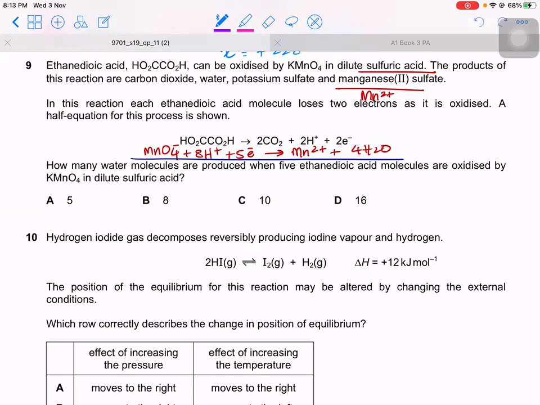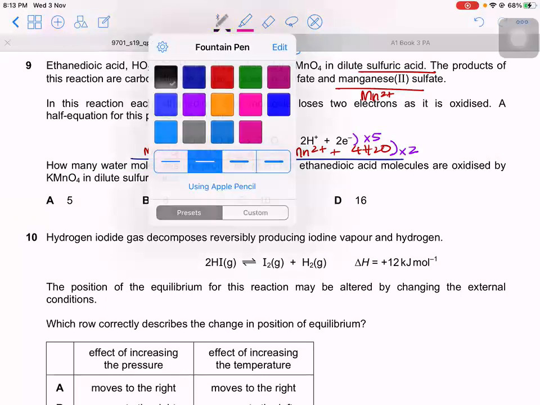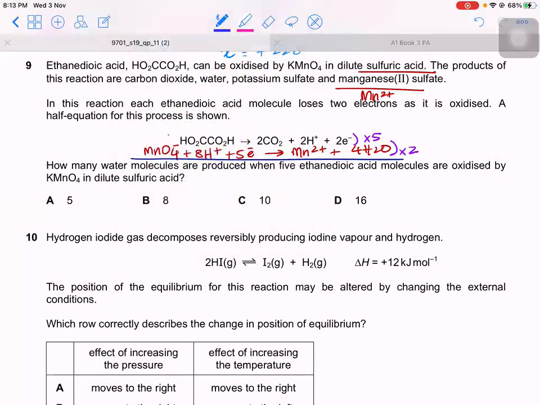This is losing 2, this is gaining 5. Electron exchange must be equal. So you multiply this equation by 5 and this by 2. And when you do that, you have 5 moles of ethanedioic acid, HO2CCO2H. So ethanedioic acid would be 5 moles when you balance it.